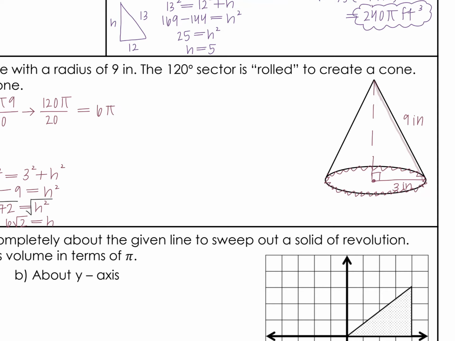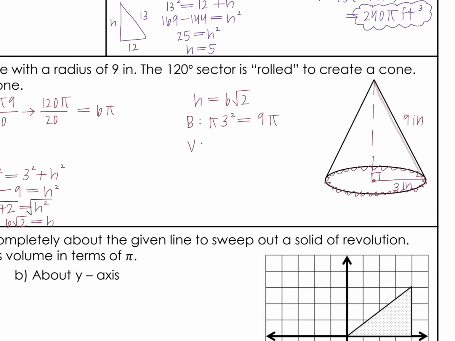So now that we know our h is going to be equal to 6 root 2, we need to find our capital B, area of the base. So pi 3 squared, which will give me 9 pi.